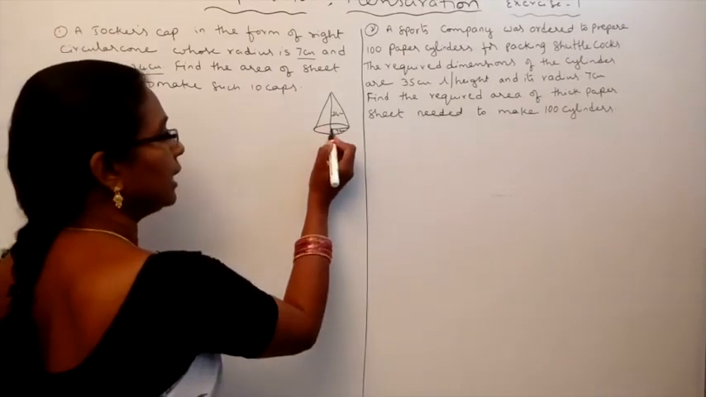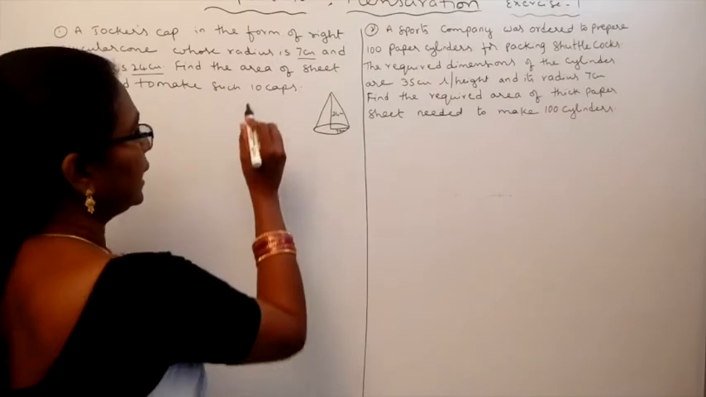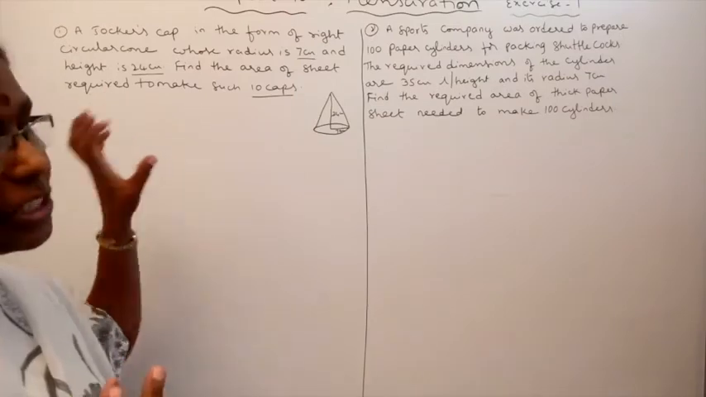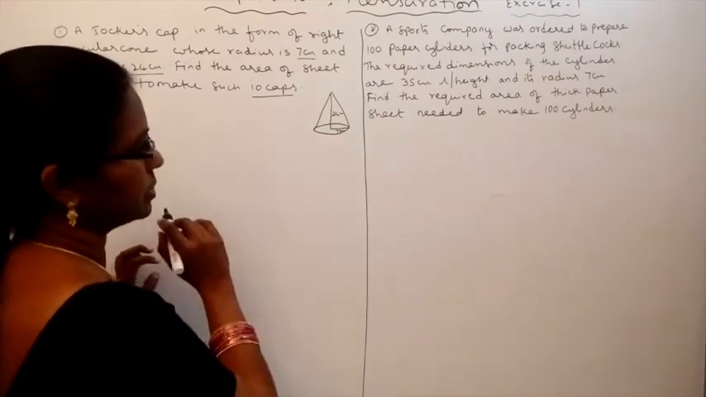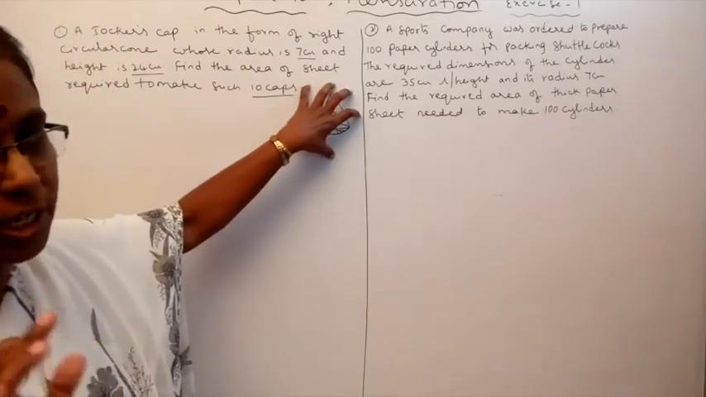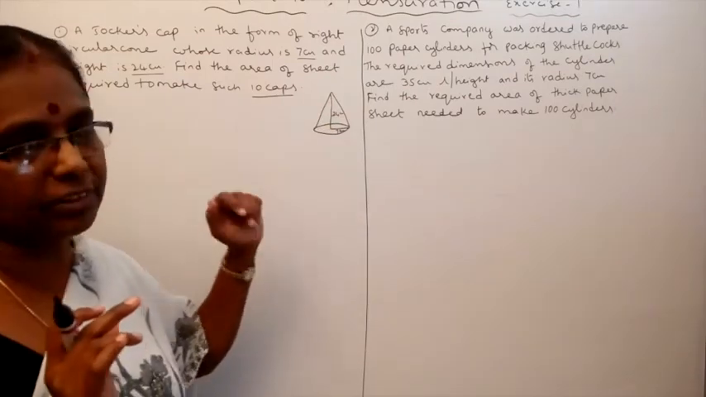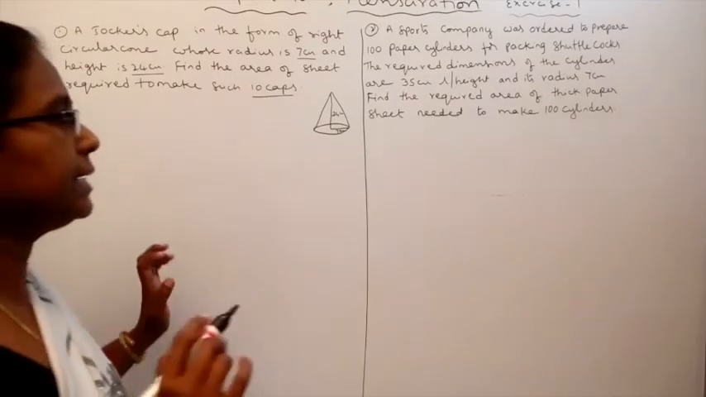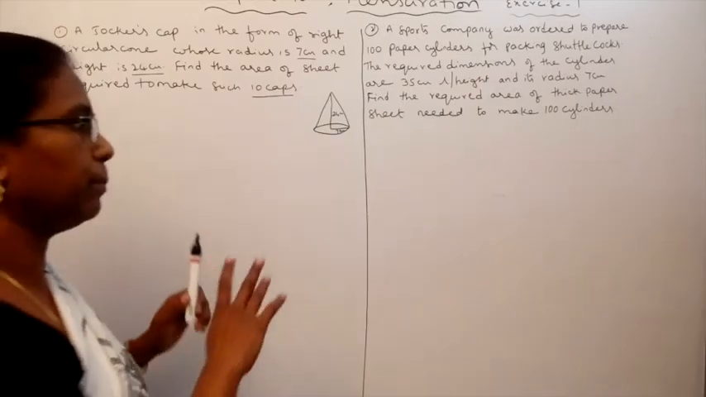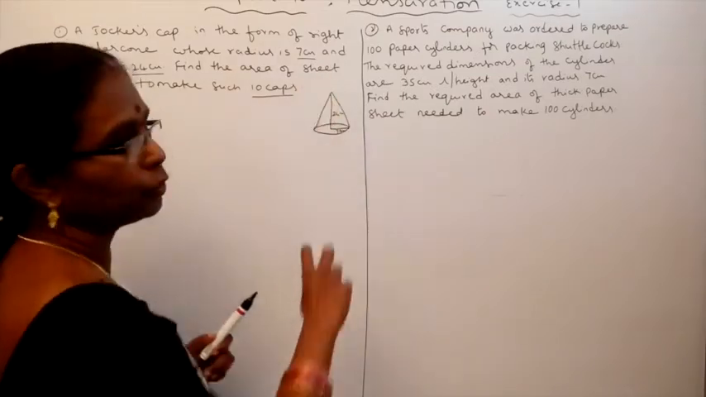Then you have to find out the LSA of the cone. And how many caps do you want? 10 caps. Then if you multiply that LSA by 10, you will get the total sheet required to prepare 10 caps. For one cone shaped joker's cap, what do you have to find out? Sorry, CSA, the curved surface area. Because TSA means you also have to add the bottom. No need to take the bottom, because if you close the bottom, you can't wear it. That's why you have to take only the CSA of the cone.